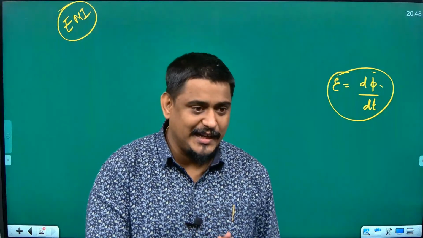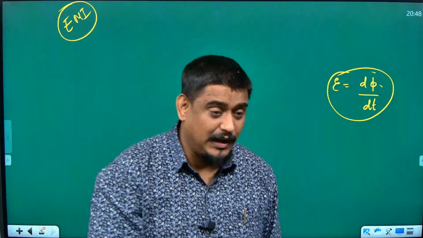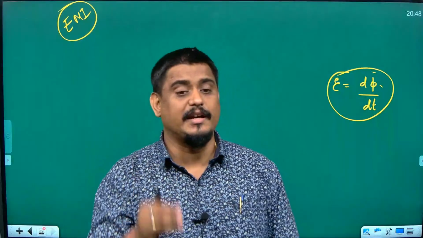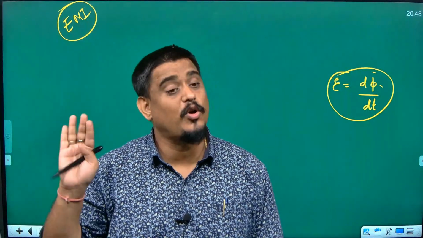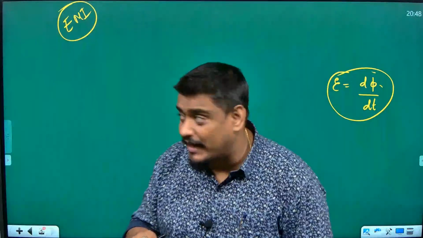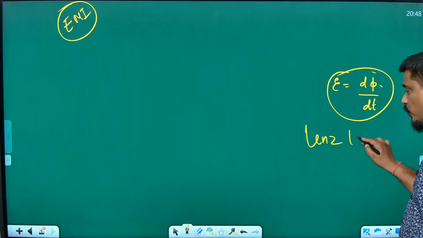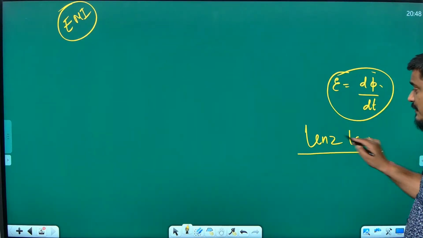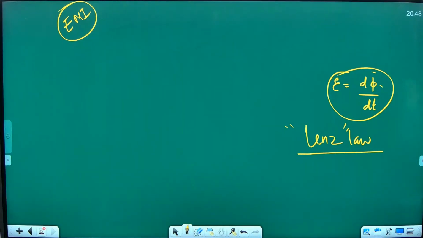He told that induced EMF is produced. Whenever you change the magnetic field, some current will come. That current is called alternating current. But in which direction will the current come? He did not give that, could not speak about that. Who gave that? Lenz gave that. This is called Lenz's law. Lenz was a scientist who gave the direction of induced EMF.